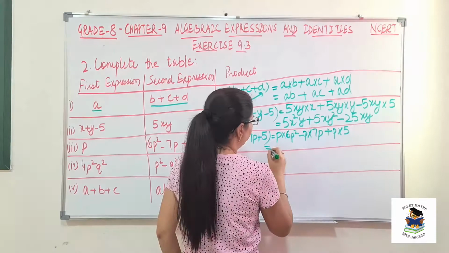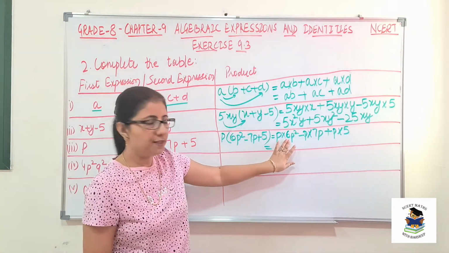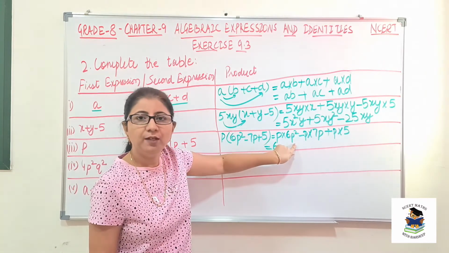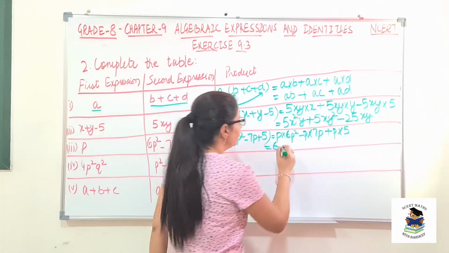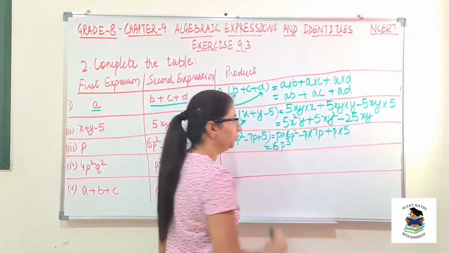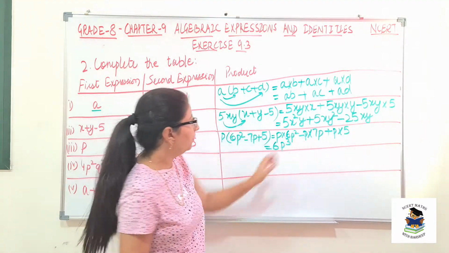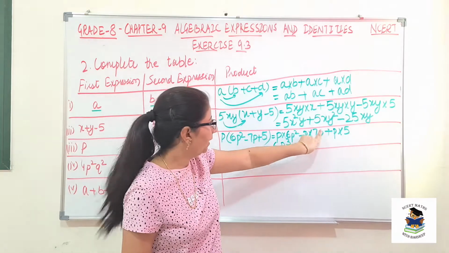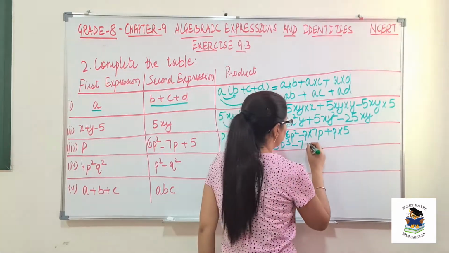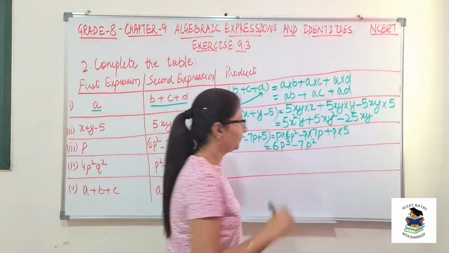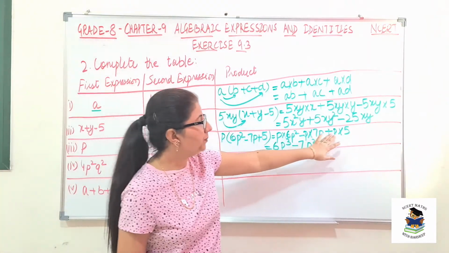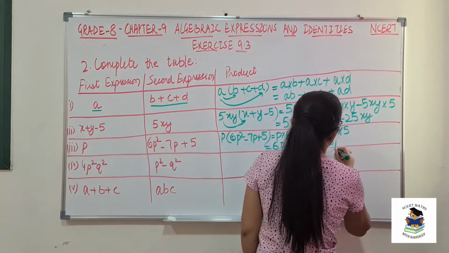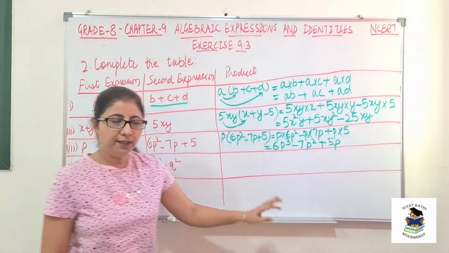So now we will get, see, 6, that is the number we should write first. Now P multiplied by P square. So that is P cube. Okay. So now minus sign, and P into P is P square, but we will write the number first, that is 7P square. Okay. Last is P into 5, that is 5P. So this is our third answer.